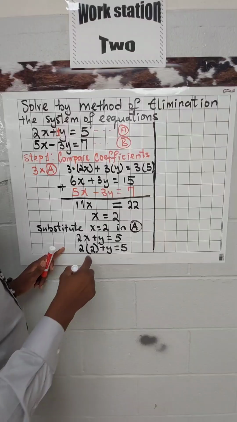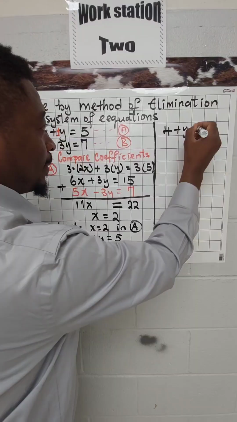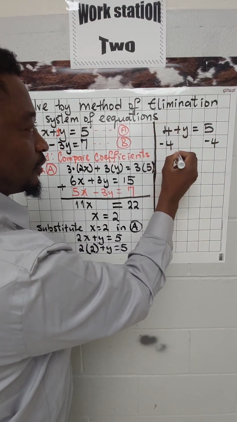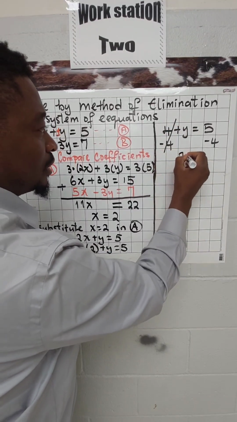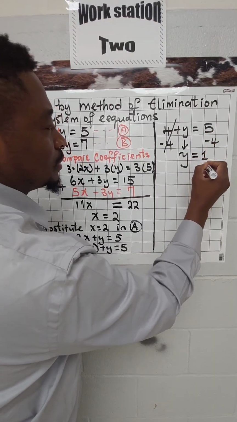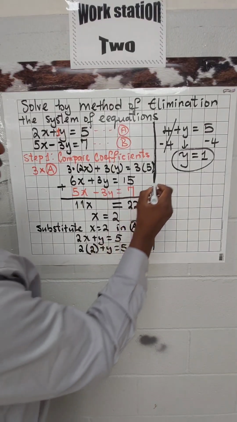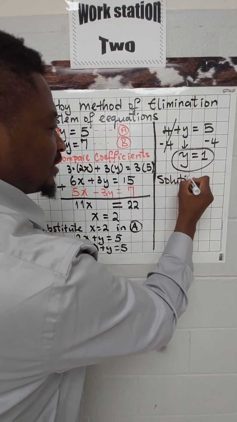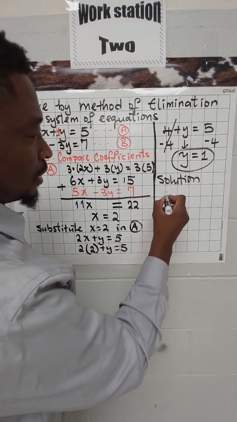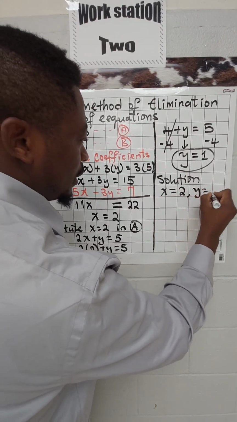I have 2 times 2 is 4, so I have now 4 plus y equals 5, and I will subtract 4 from each side. 4 minus 4 is 0, so we can cross that out, and y equals 5 minus 4, which is 1. So y equals 1 and x equals 2. We found the solution. The solution, or the true values that will make these two equations simultaneously true, are x equals 2 and y equals 1.